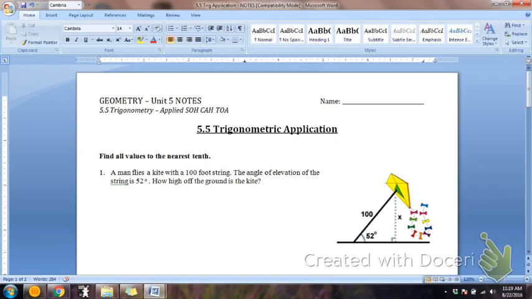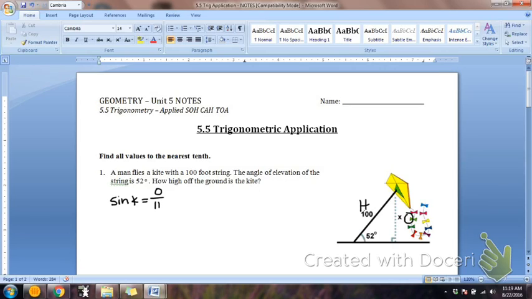So in this example, we have our angle already given to us. 100 is which part? What is 100? It's the hypotenuse, right? Remember, hypotenuse is always across from the right angle. So this is my hypotenuse. X is the what? Opposite. Okay, so if I have hypotenuse and opposite, Dakota, what trig function am I going to use? Sine, right? So sine of the angle equals opposite over hypotenuse.